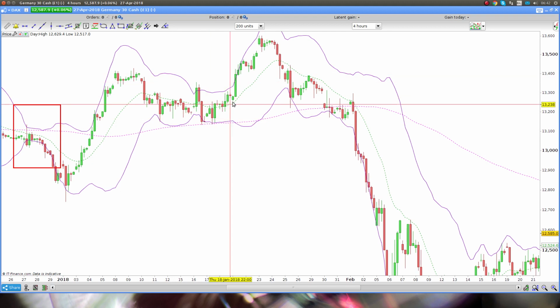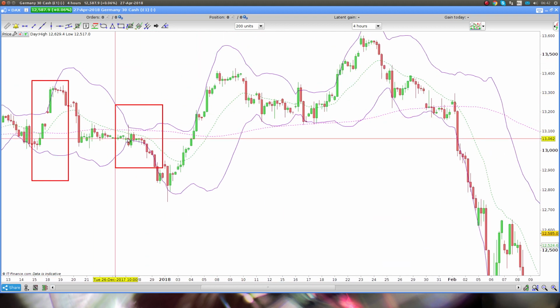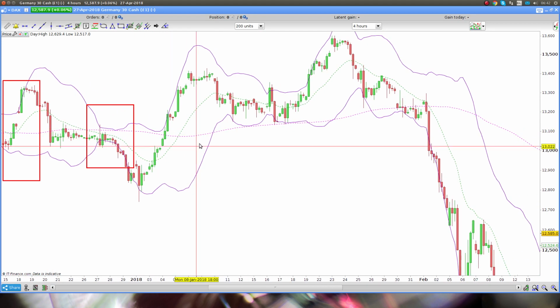So the squeeze always indicates that a breakout's about to happen. So it's very important to pay attention to the squeeze. So those are the first 2 things I look for.